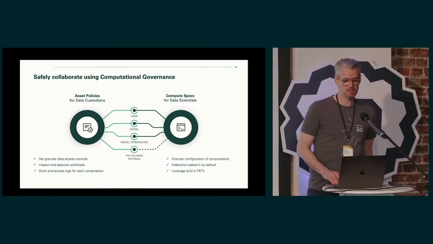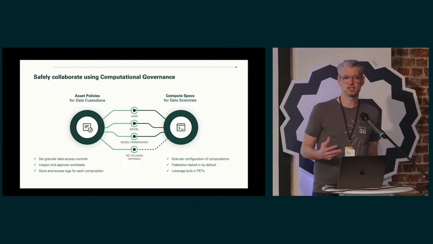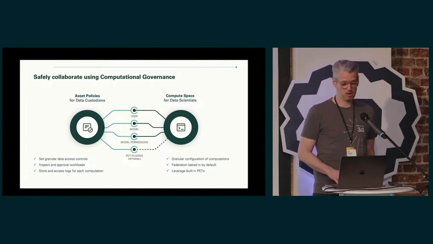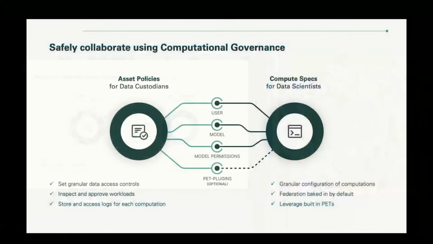One of the key concepts we follow is something we call computational governance. This allows the data custodian to control, supervise, and monitor all the computations that want to run on their data in their environment. And it basically consists of 2 pieces. So for the data custodian, they want to have control, and they get this with so-called asset policies. In these asset policies, they can control on a granular level which user can access the data with what model, what permissions this model has, and if they want to have an additional layer of privacy, they can also enforce the usage of differential privacy or homomorphic encryption.